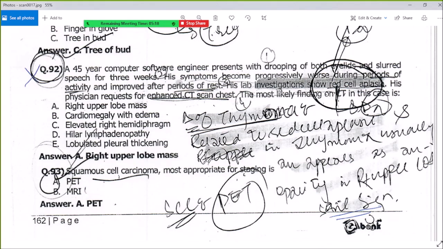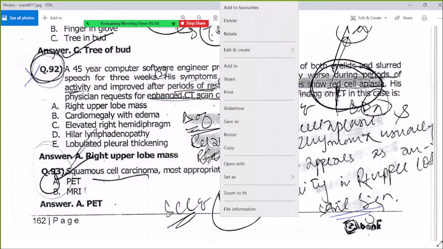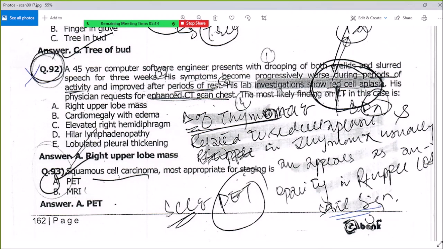92. A 45-year-old computer software engineer presents with drooping of both eyelids and slurred speech for 3 weeks. The symptoms become progressively worse during periods of activity and improve after a period of rest. His lab work showed red cell aplasia. The patient requests a CT scan of the chest. The most likely finding on CT in this case is a right upper lobe mass, because the diagnosis is thymoma.